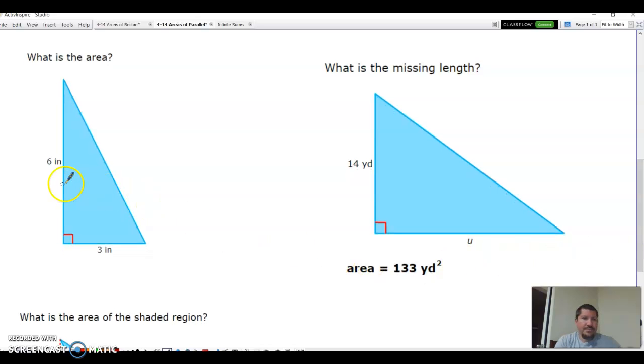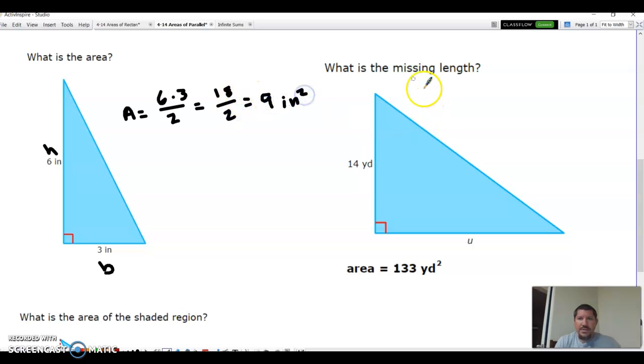Alright, area, base, height, because it's a right triangle. So area is equal to 6 times 3 over 2, or 18 over 2, or 9 inches squared.